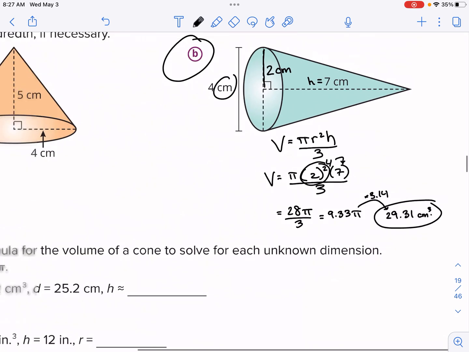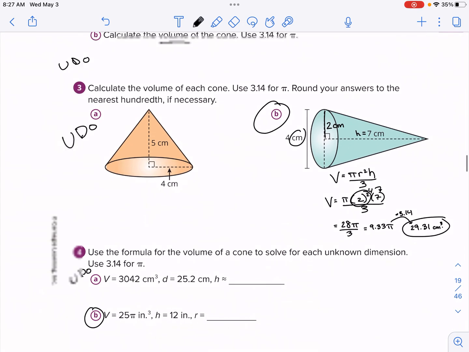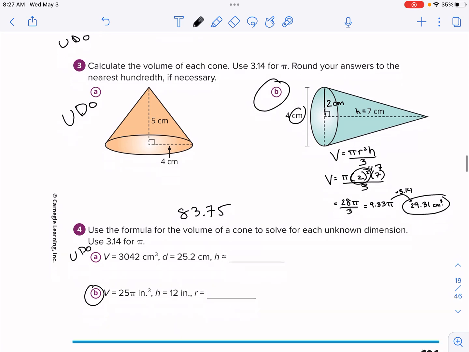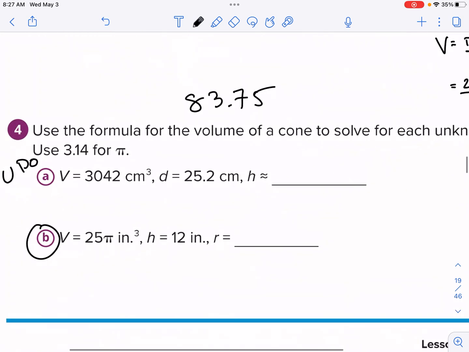Okay. All right, but hopefully you worked on number 3. 3A, I'm just going to give you the answer for 3A. It's 83.75 cubic centimeters. All right. Now, notice for number 4, we're not trying to find the volume. We already have the volume. So what I'd like for you to do is set up the formula, but now in this case, you're trying to find the height. But I'm going to figure out the radius for this one.